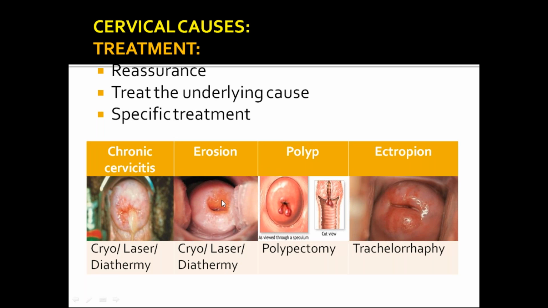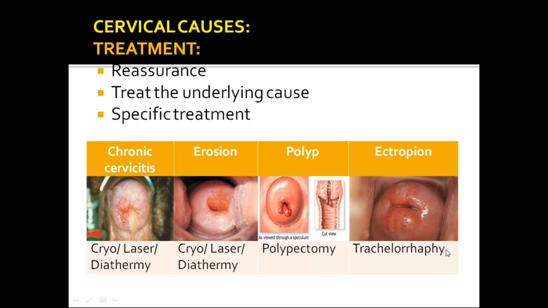And if you find erosion, here you can see the upper lip, there is erosion here. Here also the treatment is specific, that is cryo or laser diathermy, and the vaginal discharge will decrease. From the external os, you can see a growth protruding. This is nothing but a polyp. If you remove it, the discharge will decrease. And this is an ectropion. You can see this is an ectropion.